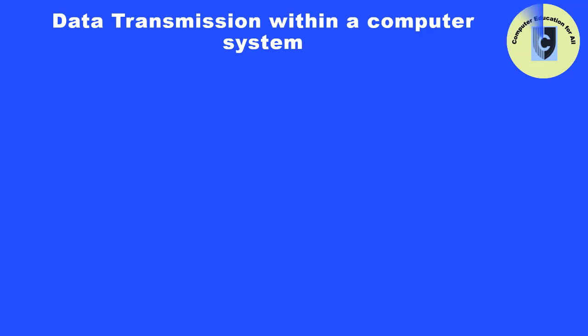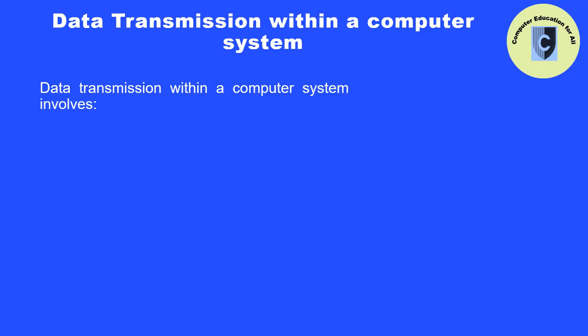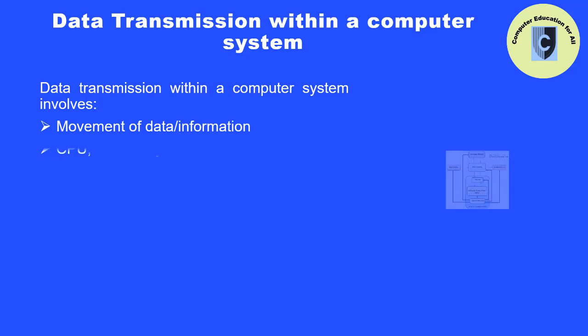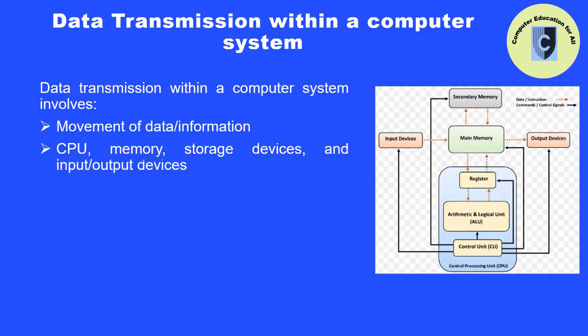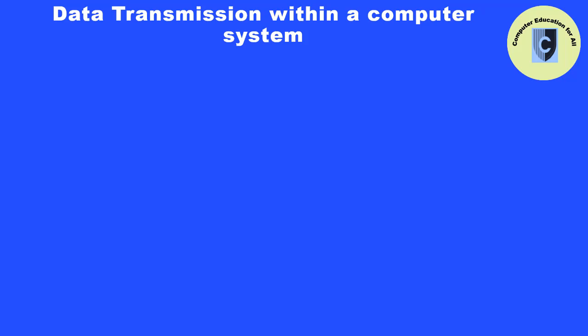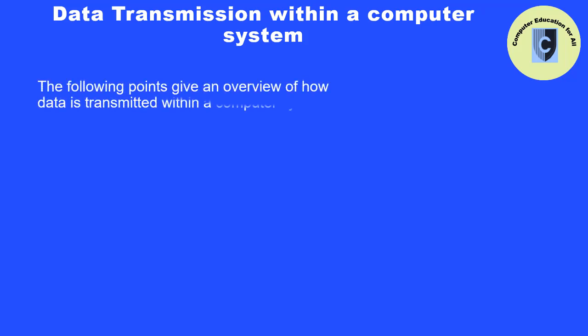Data transmission within a computer system. Data transmission within a computer system involves the movement of data and information between various components such as the CPU, memory, storage devices, and input/output devices. This process is vital for the proper functioning of a computer and its ability to execute tasks efficiently. The following points give an overview of how data is transmitted within a computer system.